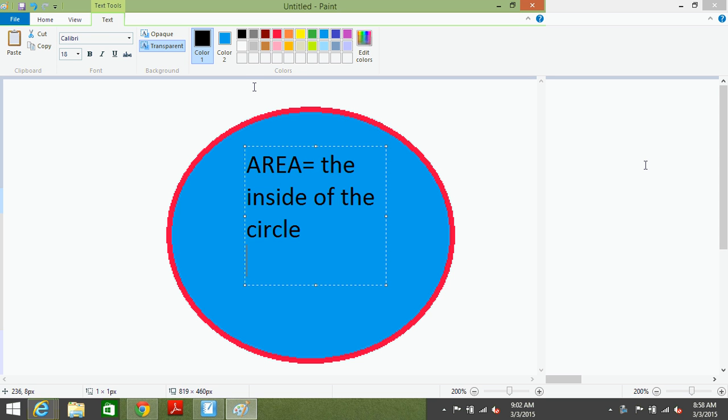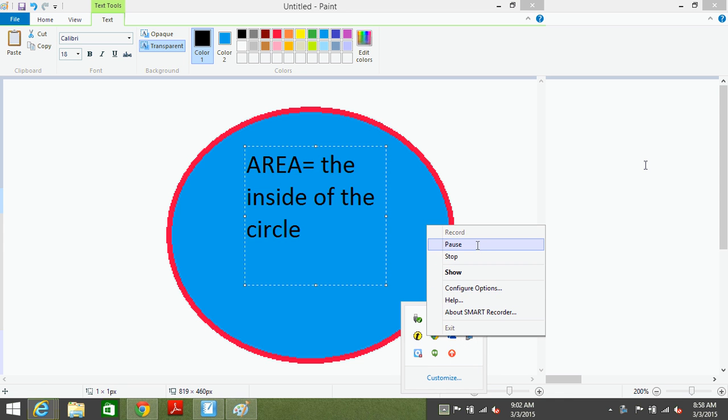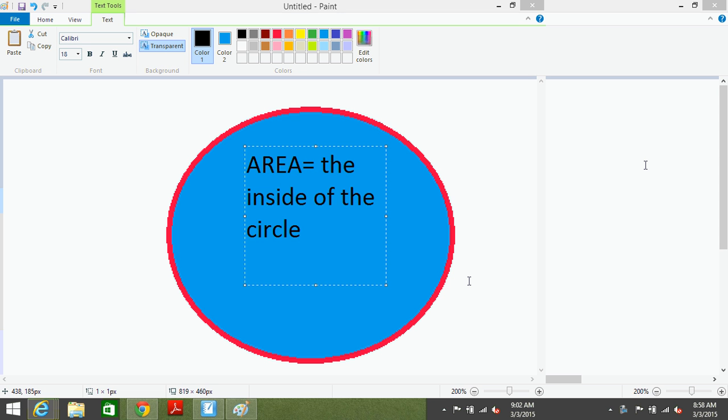Okay, I'll give you just a second to get yourself situated because some of you are still trying to type inside of your circle. So we have a formula sheet. And we're going to look at that formula sheet in just a second. Look at your formula sheet. So at this time, you should have a circle on your screen, and inside of your circle, you should have the words area, the inside of the circle. And now we're going to type something else in that box as well. Look at your formula sheet.